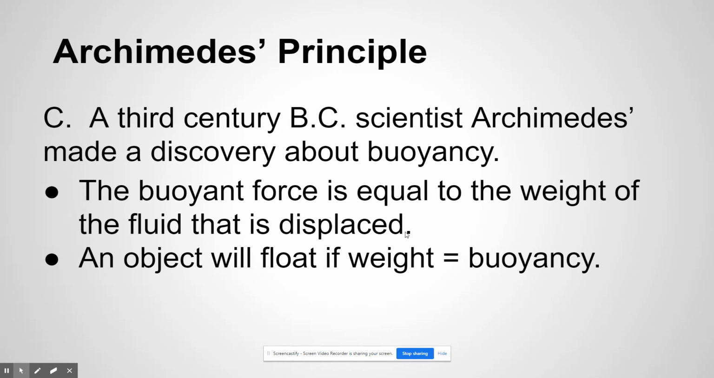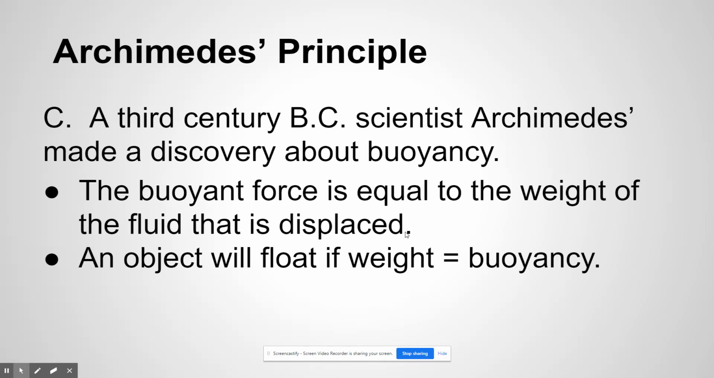In the last section, we learned that the volume of an irregular object is equal to the water it displaces. So if I drop a couple pennies in a graduated cylinder, however much the water goes up, that's the volume of those pennies. So if you take the weight of the fluid that is moved aside, that is displaced, that's the buoyant force, and that's the upwards force.